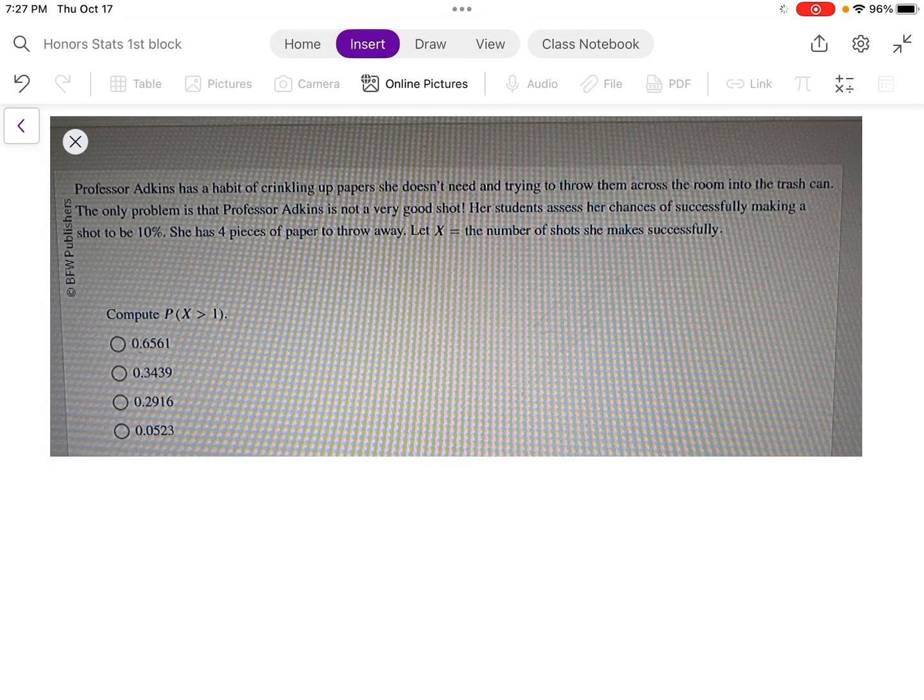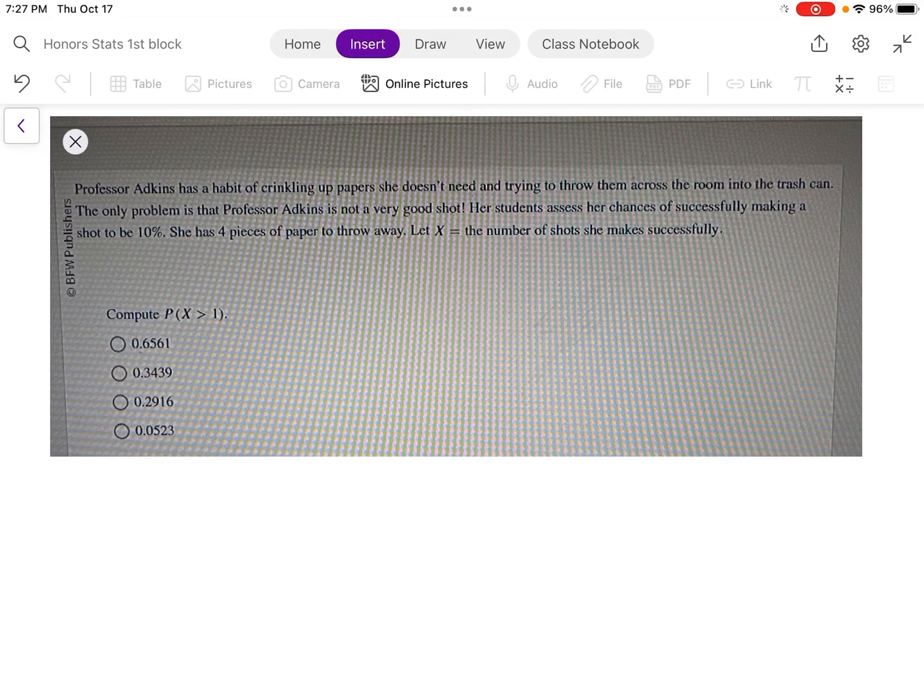All right, so here we got Professor Atkins has a habit of crinkling up papers she doesn't need and trying to throw them across the room into the trash can. I could probably do that and maybe hit Jax in the back of the head, and that'll keep him awake in class if I try that. The only problem is that Professor Atkins is not a good shot.